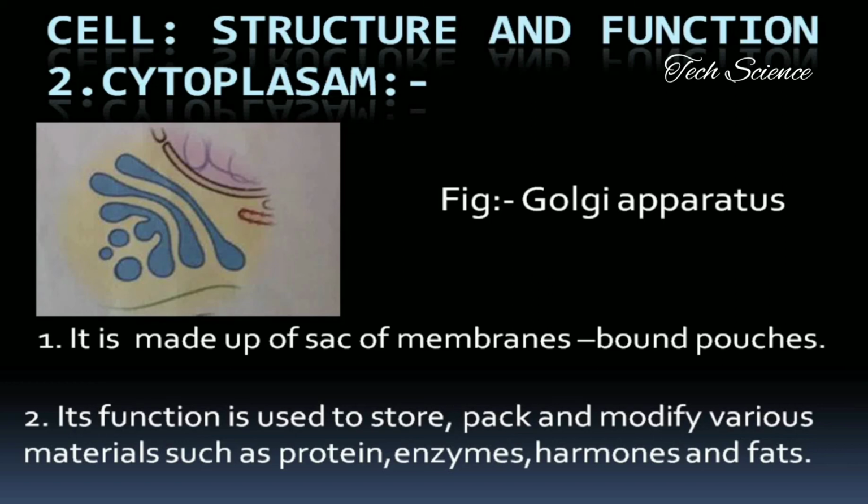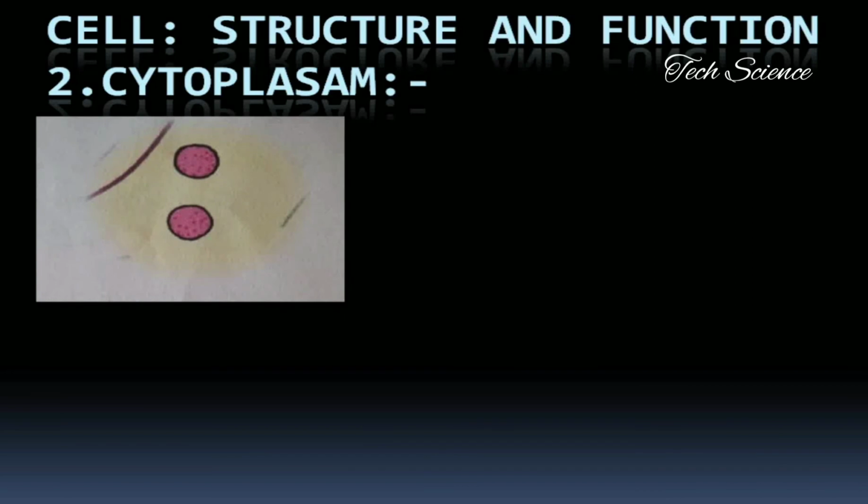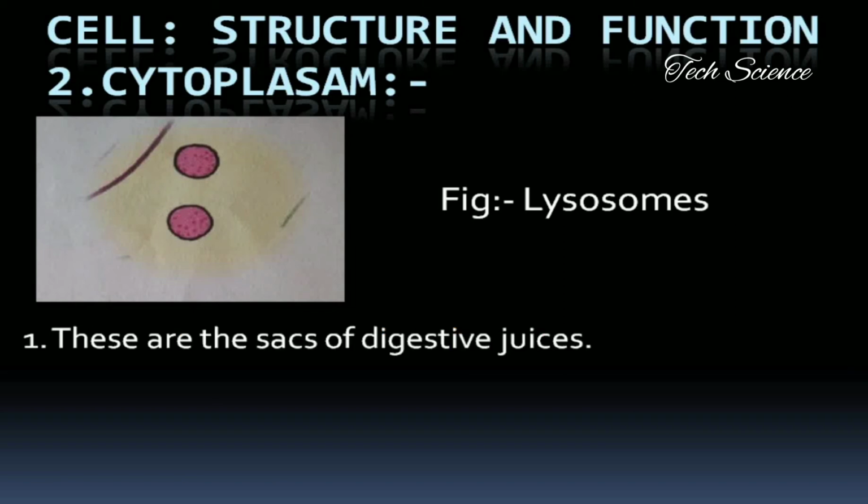Okay guys, next one, we have one more. If you observe the diagram, what is this diagram for? Can you imagine? It is like the suicide bags. Am I right? It is called lysosomes. These are called the suicide bags of the cell. Why are they called suicide bags of the cell? Observe, because these are sacs of digestive juices.